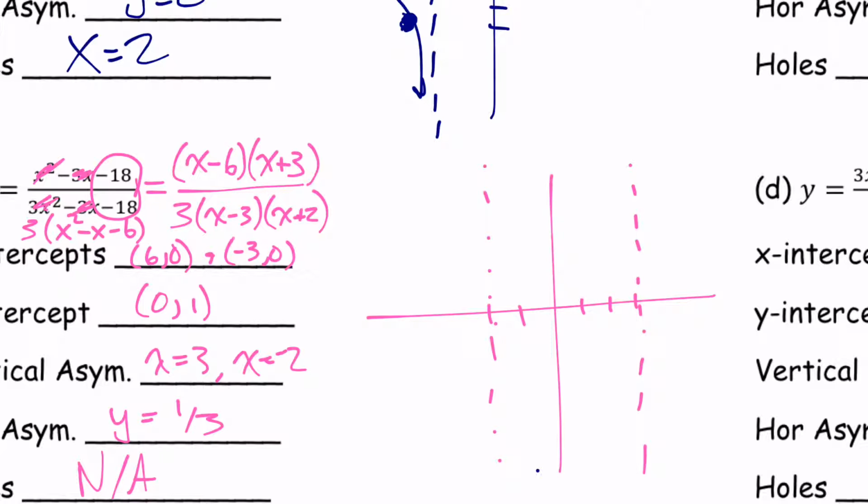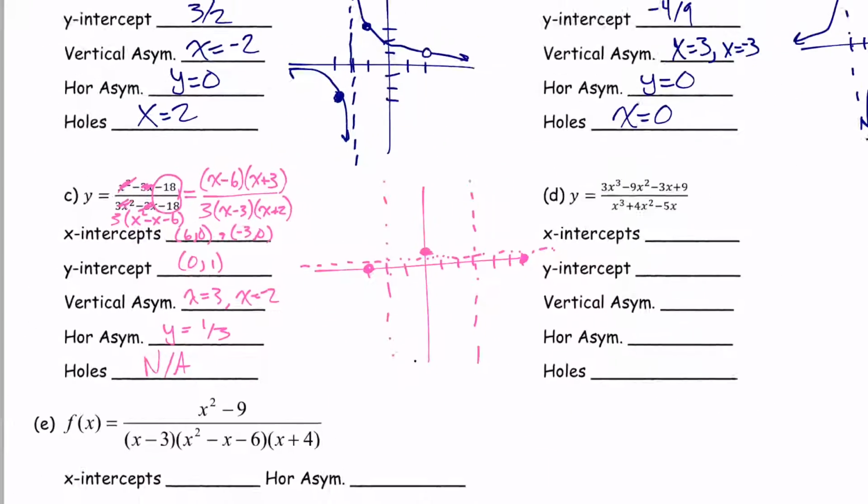All right. What else do we know? We know x-intercepts are at positive 6, so 1, 2, 3, right there. And at negative 3, so right there. We know the y-intercept is at (0, 1), right there. We know the horizontal asymptote is at 1/3, so that's going to be somewhere about there, just a little bit above the x-axis, like that. And I think that's all the information we have.